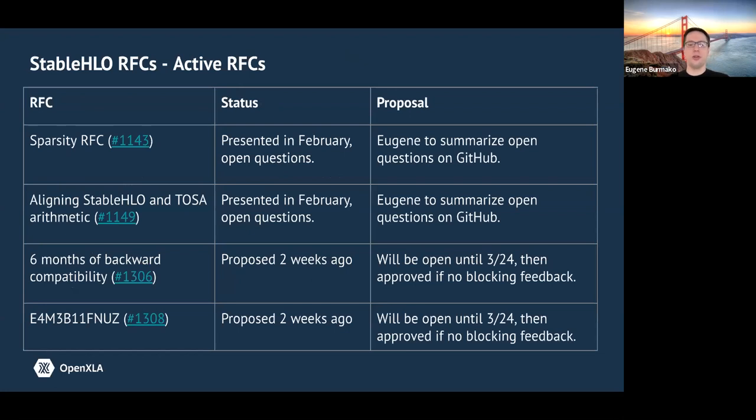Next slide. While all this work is going on, I also wanted to make sure that we start making progress on active RFCs. Towards that end, here's what I propose. Both the sparsity RFC and the aligning StableHLO and DOS RFC have been presented at the community meeting in February. Still, there are some open questions that prevent us from making a decision on them right now. I'll work on surfacing these questions on GitHub ASAP.